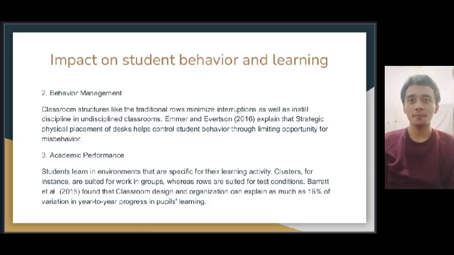3. Academic performance. Students learn in environments that are specific for their learning activity. Clusters, for instance, are suited for work in groups, whereas rows are suited for test conditions. Barrett et al. from 2015 found that classroom design and organization can explain as much as 60% of variation in year-to-year progress in pupil learning.